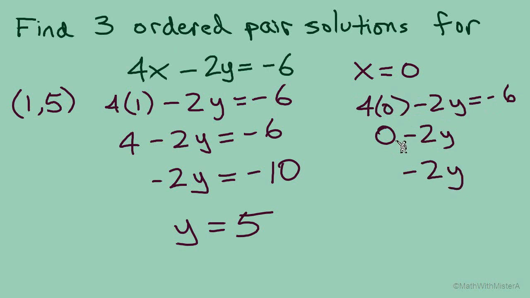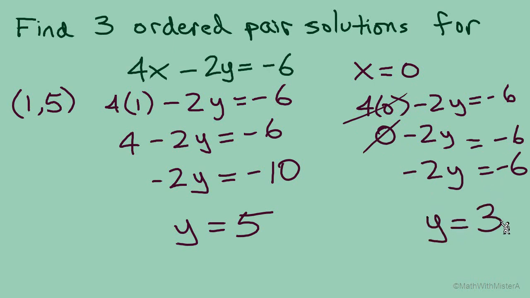So those steps we can begin to skip over in the future because we know when you put a 0 in place of the variable, it makes that entire term equal to 0. And we're left only with the other term, negative 2y equals negative 6. And just one more step to solve for y. We're dividing both sides by negative 2. y equals positive 3. So we have another ordered pair solution, (0, 3).